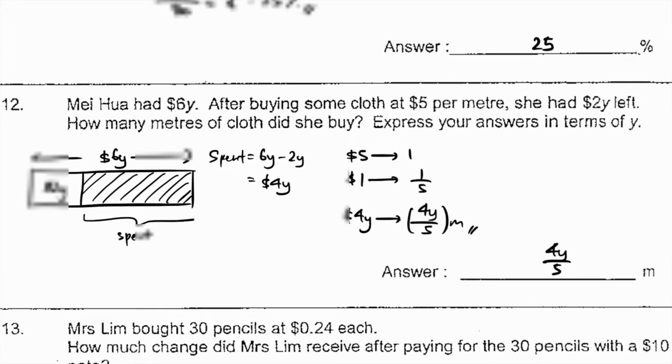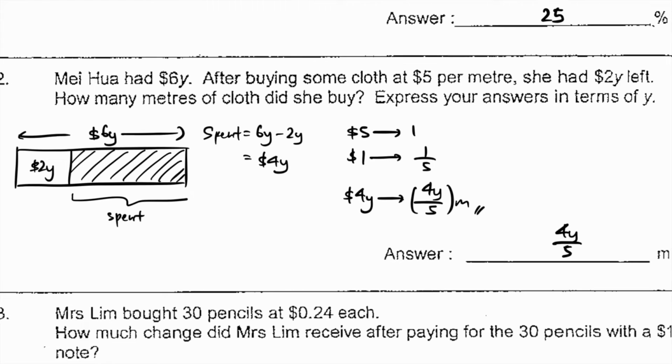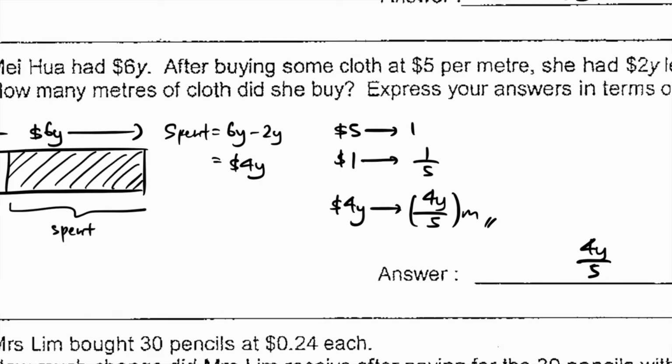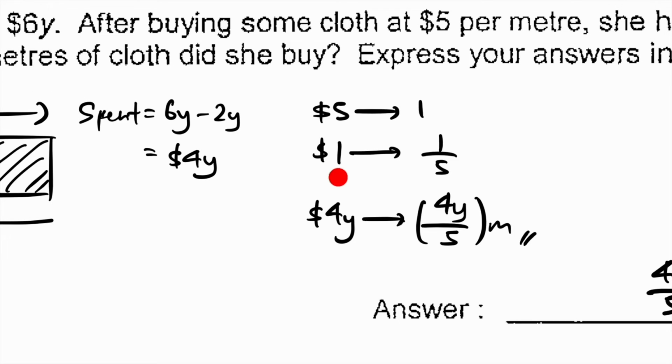Okay, so at $5 per meter, hang on, $5 gets you 1 meter. $1 gets you 1/5 of a meter. What does $4y get you? Okay, well, you can think of this, right? $1 gets you 1/5, $2 gets you 2/5, $3 gets you 3/5. What does $4y get you? You're going to multiply by 4y. So it's 4y over 5 meters.